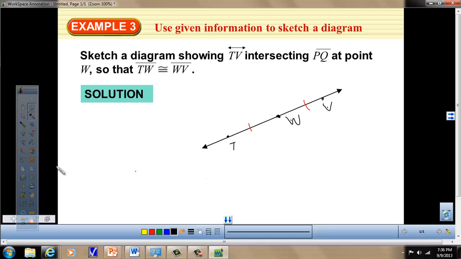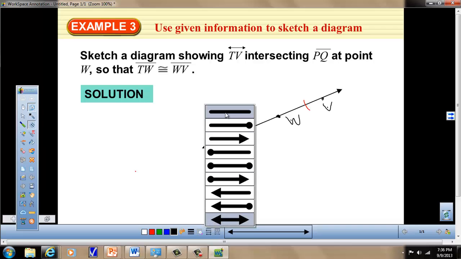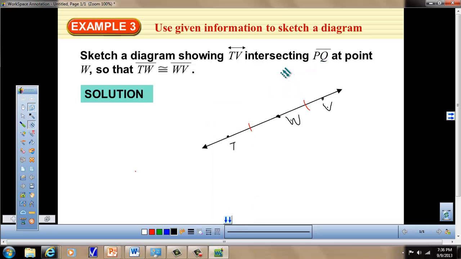And now we need a segment, so I'll put that in. And that segment is going to be PQ. Goes something like that, with P here, Q here. We go back and double check. We have a line TV. It's intersecting PQ at point W, and we have TW and WV congruent to each other. So we need to just make sure all of those things are there.